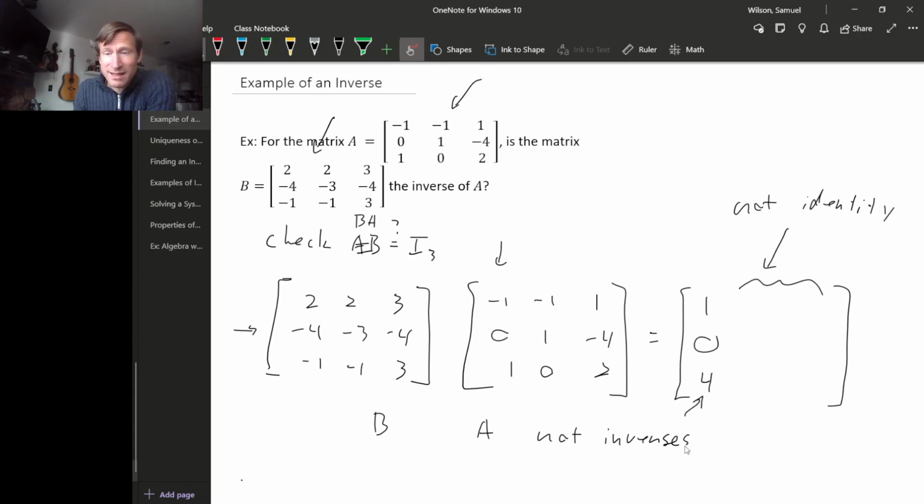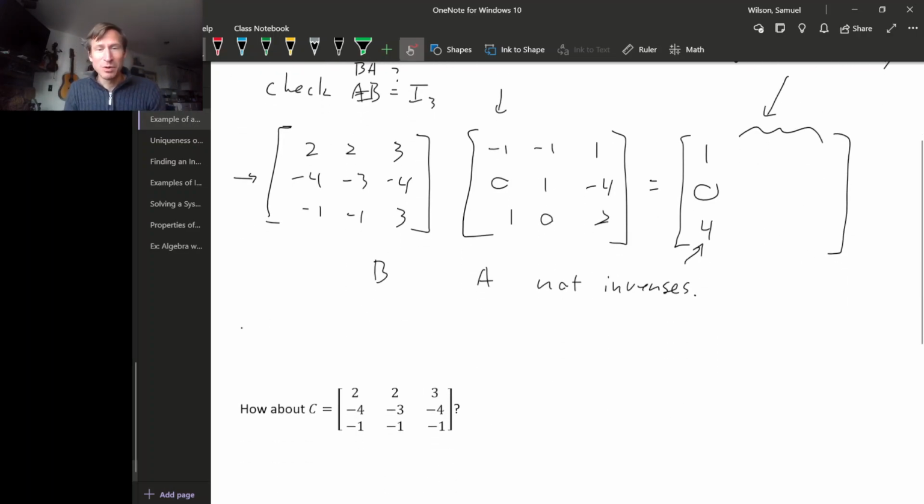That doesn't mean that there aren't inverses for these matrices necessarily, although there might not be. This just means that if there are inverses, these aren't the inverses. All right, so let's look at a slightly different example. What about this matrix? So let's check, is C the inverse of A?